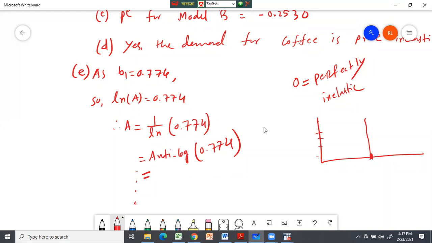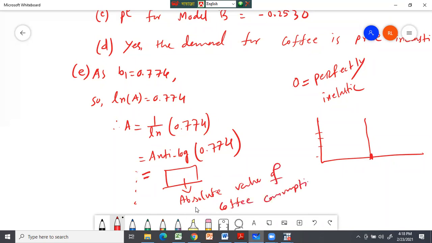So that is actually showing the absolute value. If there is no impact of X, which is the price, the consumption of the coffee will be equal to that amount. That absolute value is the amount of coffee consumption, which is not in percentage but in absolute value. Okay. So the value you get there is the absolute value of coffee consumption.